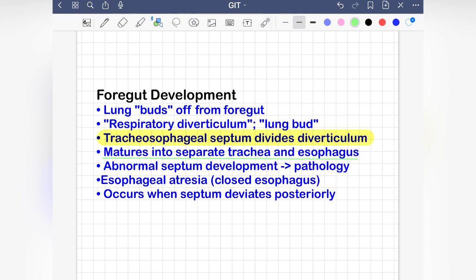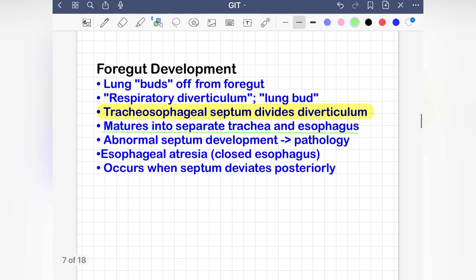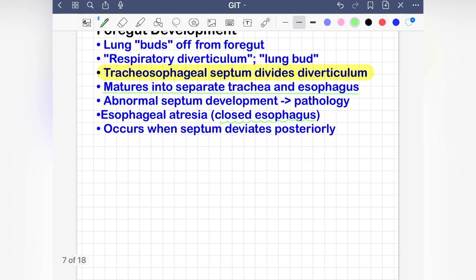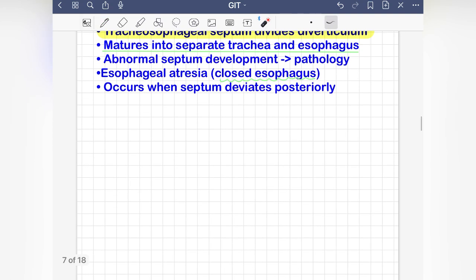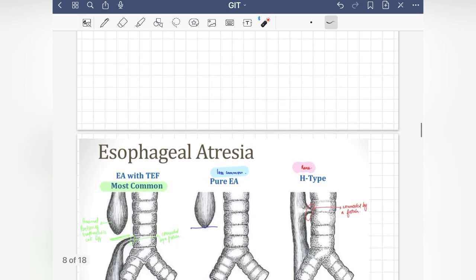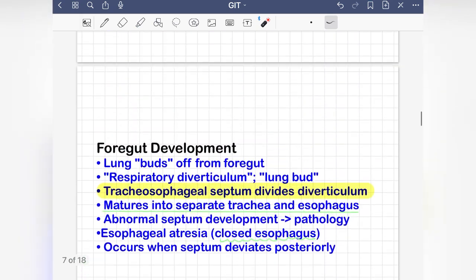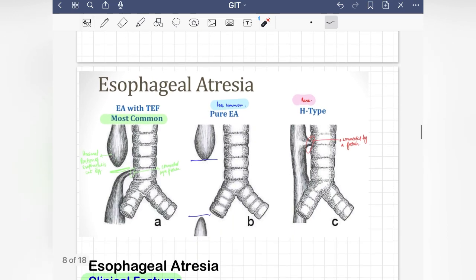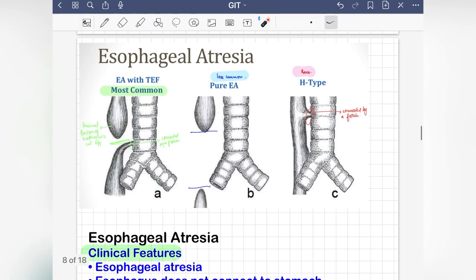This budding off of the lung is called the respiratory diverticulum or the lung bud. Eventually, a structure called the tracheoesophageal septum will form, and it will divide the respiratory diverticulum from the esophagus. And then the fetus will go on to mature and develop a separate trachea and esophagus. If there is abnormal development of this tracheoesophageal septum, that leads to congenital pathology, and the most important pathology to know is esophageal atresia.